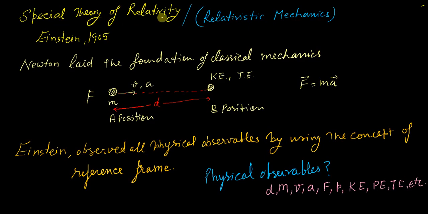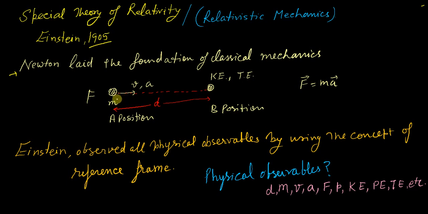Special theory of relativity, or relativistic mechanics. This is the main topic on which I have to discuss. Einstein was the person who basically developed this theory in 1905 and shared this knowledge with his science community. Actually, Newton was the person who laid the foundation of classical mechanics.